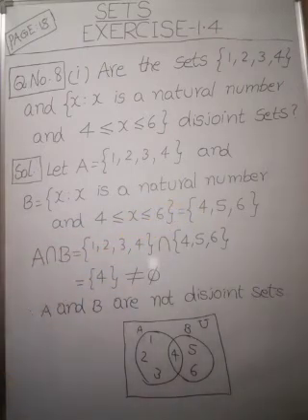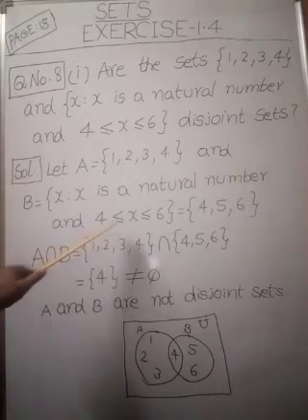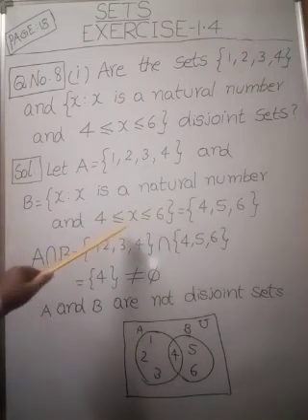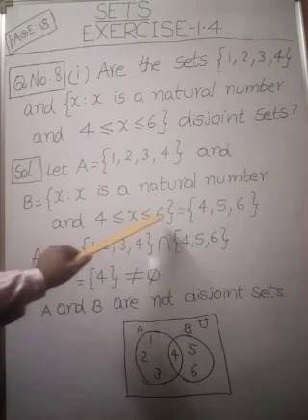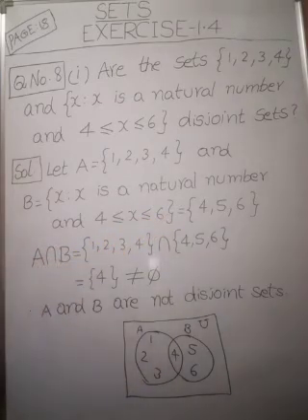Then what are the elements of set B? x is a natural number lying between 4 and 6, including these two elements, because less than or equal to. Here also less than or equal to means that element is also included in that set.